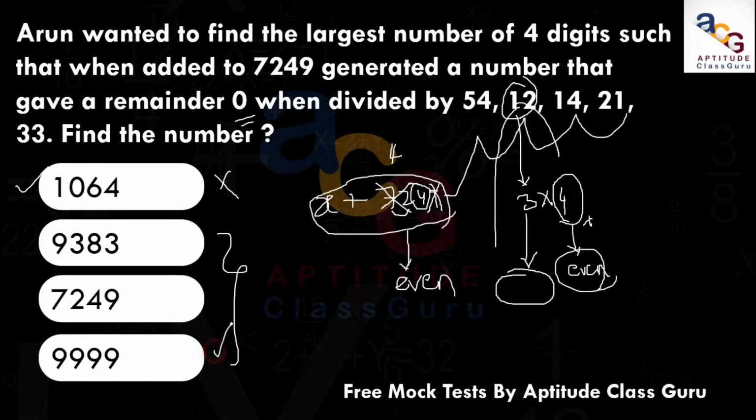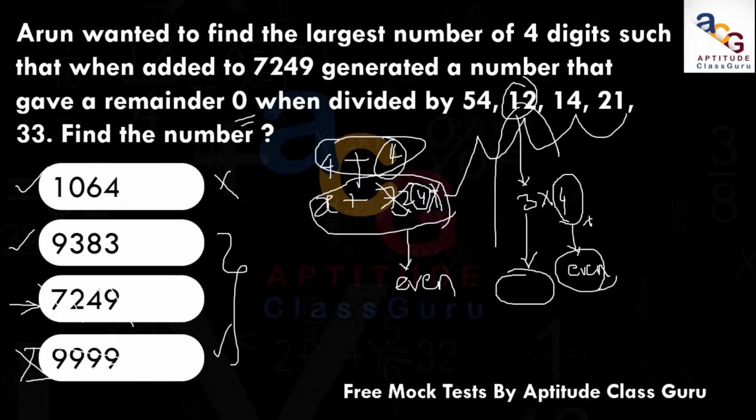If you see the last option, all are 9s, which is exactly divisible by 3, but if you add 4 to it, it is not a multiple of 3. So the last option is also not the answer. And when you add the third option to the 4, just look at it, 7 plus 2 is again 9, and 9 gets cancelled, and 4 plus 4 is 8. So 8 is also not divisible by 3, such that by using the simple divisibility rules of 3 and 4, I am getting the answer as 9383.